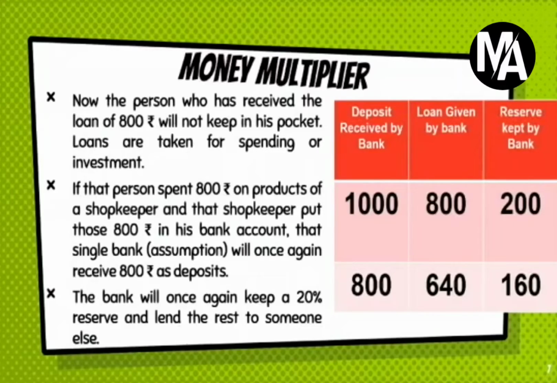And once again, the bank will use the same technique. 20% will be kept as reserve and the remaining 80% will be given out as loans. Which means 20% of 800, that is 160 rupees, will be kept as reserves and the remaining 640 rupees will be given out as loan to someone else.